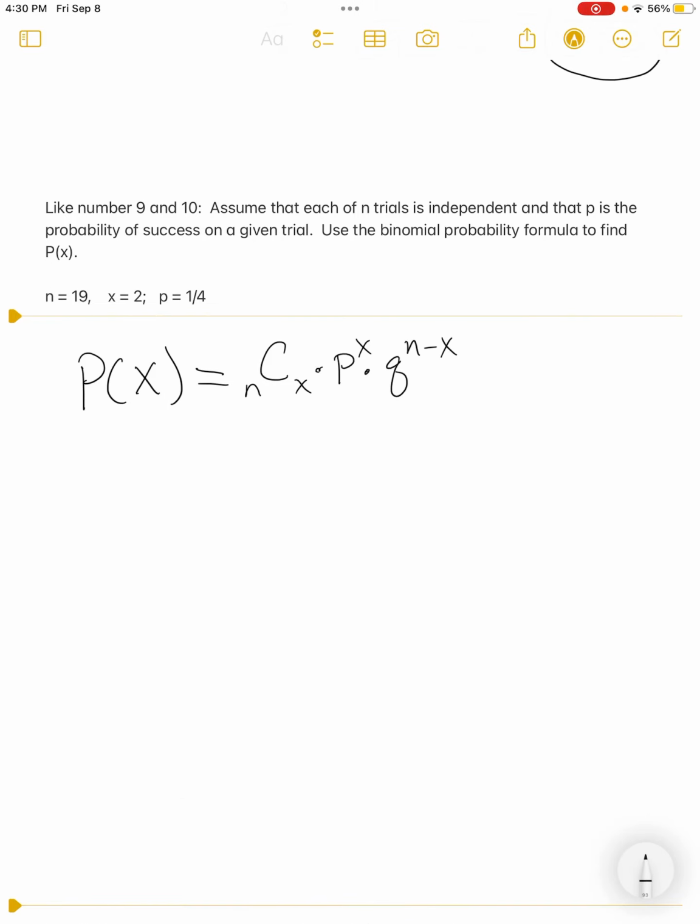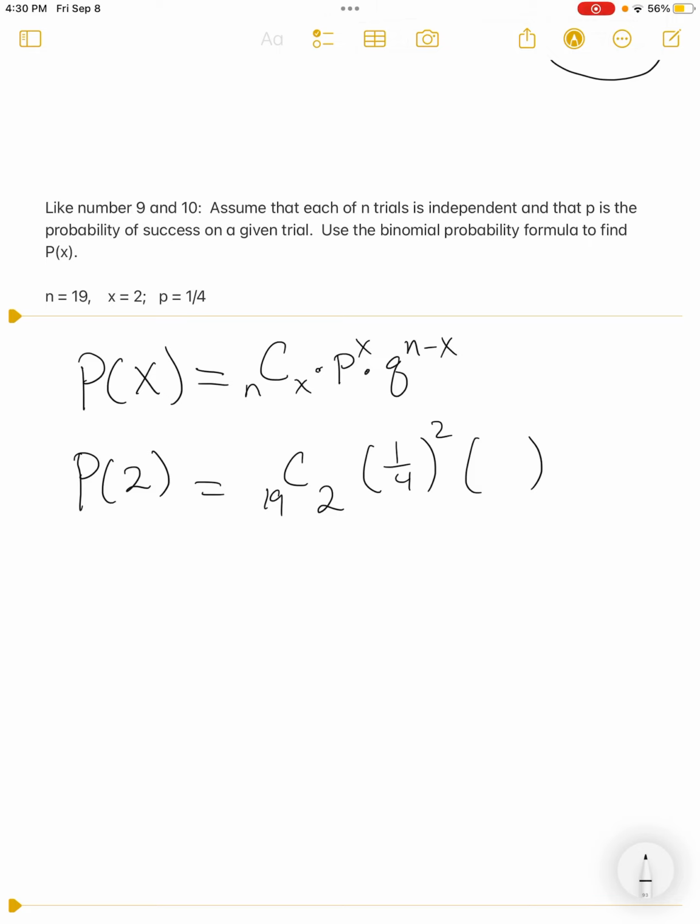And so as I go here to solve this problem, they're giving me much of what I need. Probability of 2 successes is equal to C. They told me n was 19. They told me x was 2. They gave me p as 1/4, and I know that needs to happen twice. And then I need to think about what q is.